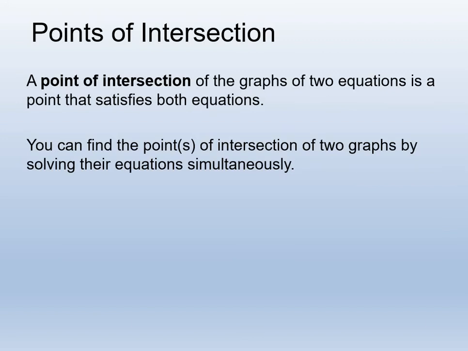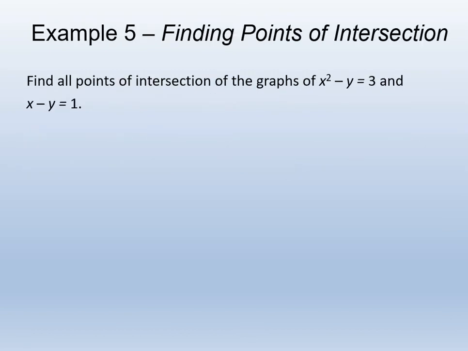We want to find all the points of intersection of the graphs of x squared minus y equals 3 and x minus y equals 1. One thing for you to do is graph it in your calculator. But to graph it in your calculator, you're still going to have to do some handwork, because you can't just plug x squared minus y equals 3 into your calculator. You have to put both of these equations into slope-intercept form, so you solve the top equation for y and the bottom equation for y.